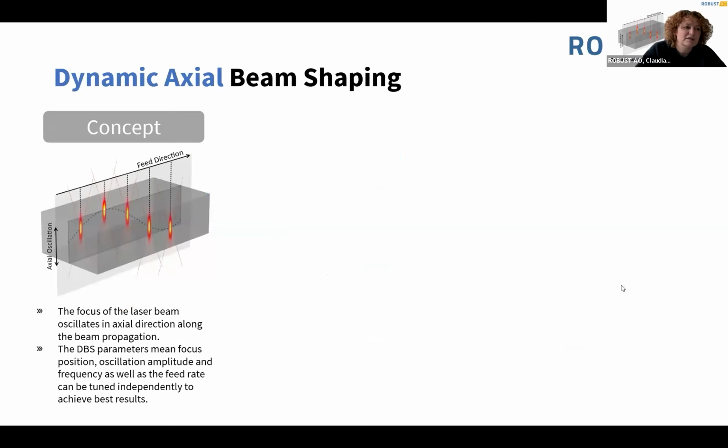And the tool that we developed is dynamic axial beam shaping. So this means, I show you the concept here. We have a laser focus, as you all know, and we focus and refocus the light very quickly along the thickness of the material and the propagation of the beam. And in general, we have 3 parameters. We have the oscillation amplitude, we have the oscillation frequency, and we have the oscillation offset.